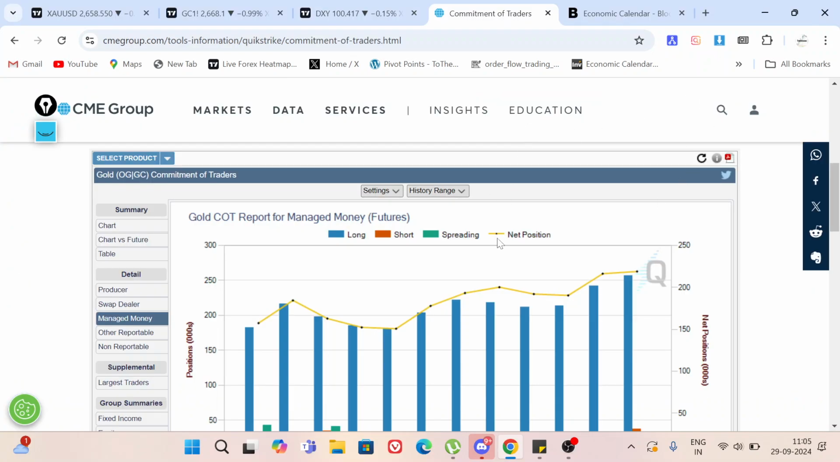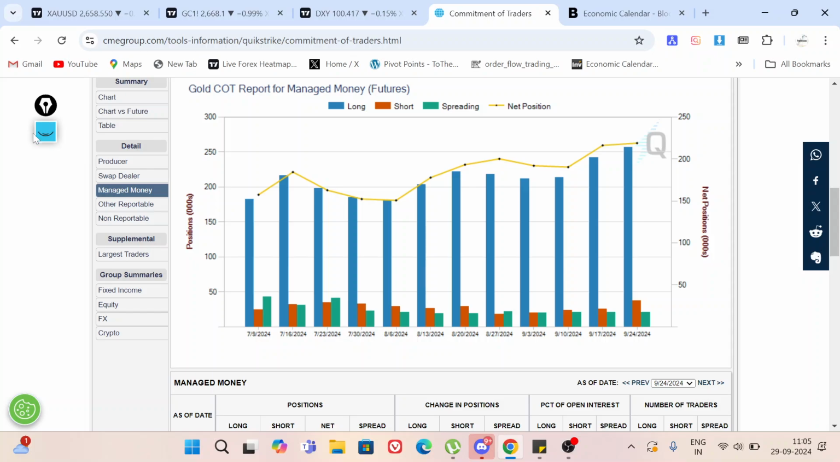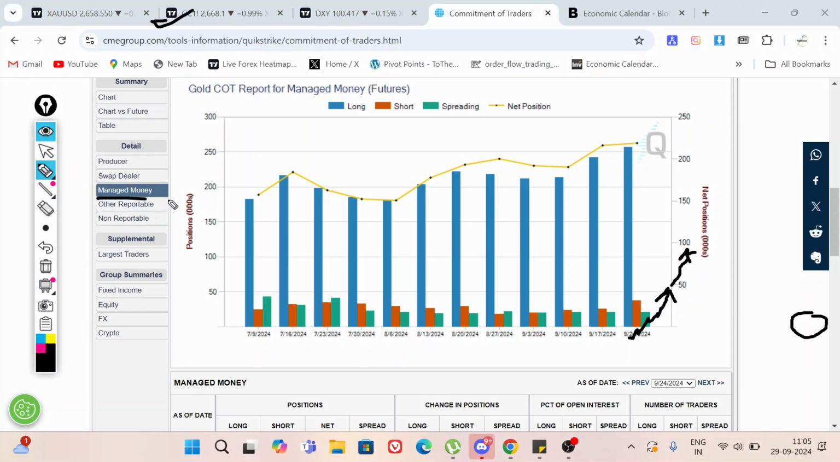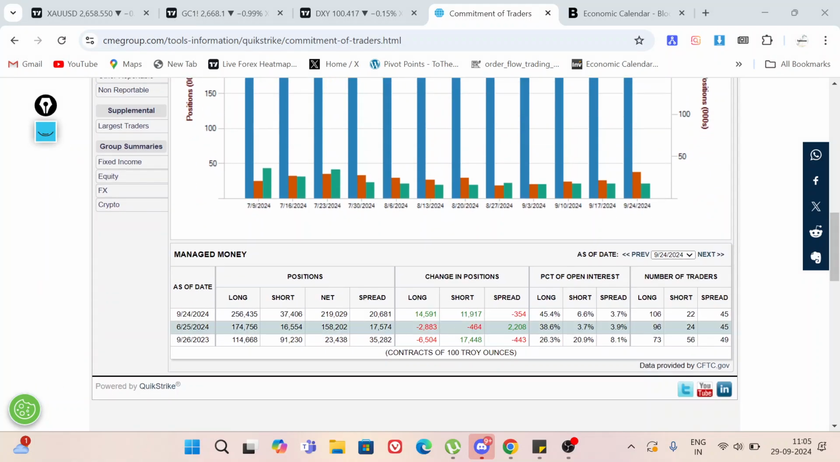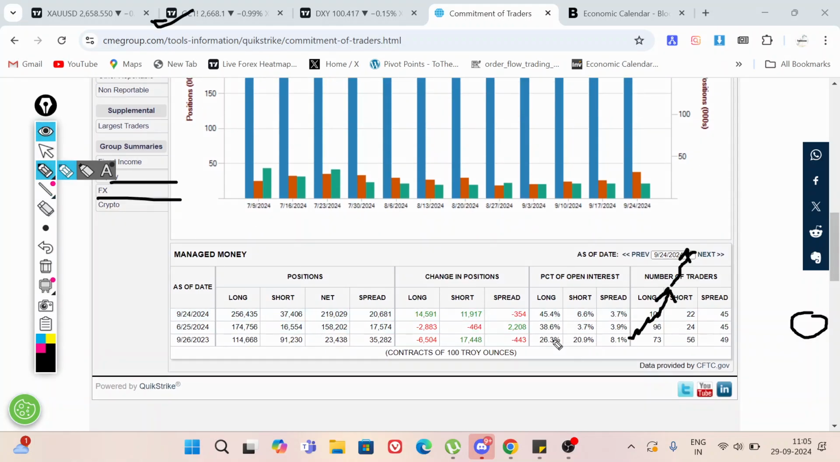And if we check the latest COT report on gold, the managed money positions for this particular week, you can see they are adding positions on the long and short side. This time they added a good number into long and also into short. So the sentiment on the higher time frame is clearly in the bulls' favor, but for a short period we can say that the price can move to the downside.